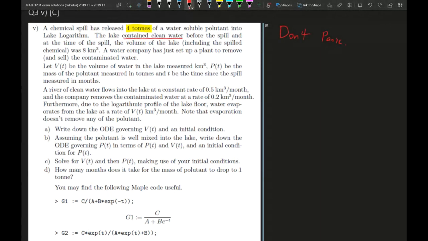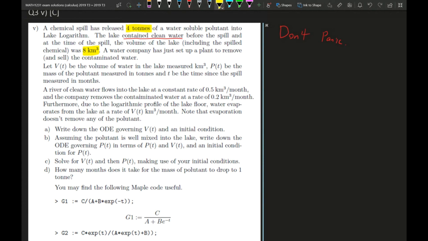Now, there was a total of 8 kilometers cubed of water in the lake initially. So again, this is more initial information. And a company has set up a plant to remove and sell the water. Now, the sell part is just there because the water is not coming back. It's being removed. It's going away.